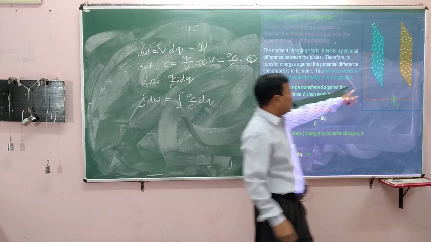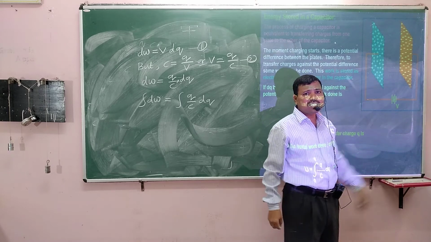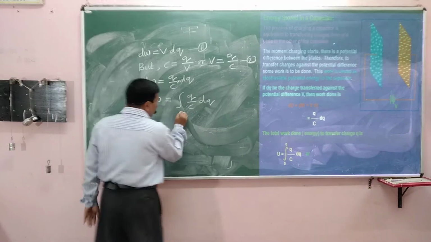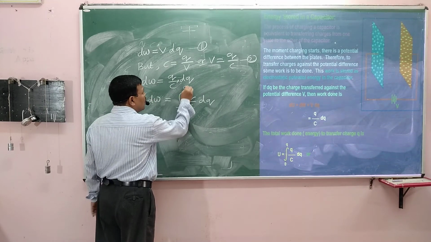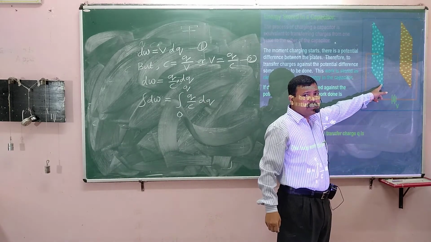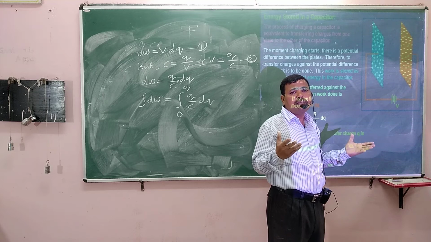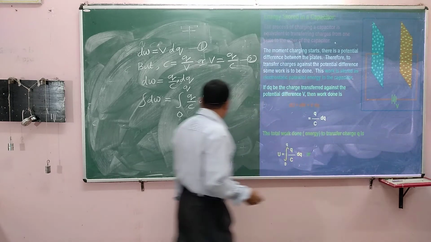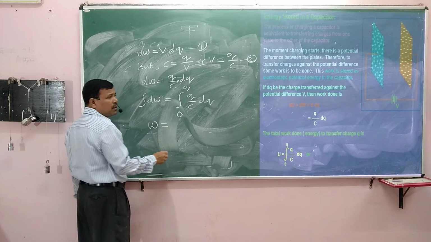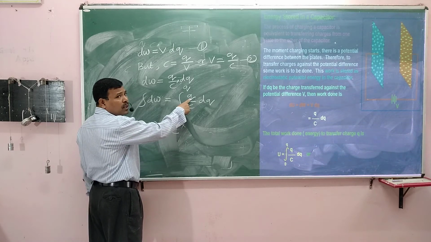We are charging this capacitor from initial charge 0 to final charge Q. Then what is the total work done? The initial charge was 0, and the final charge acquired by the capacitor is Q. Then integration of dW is W. W is equal to, C is constant, 1 upon C into Q dQ.